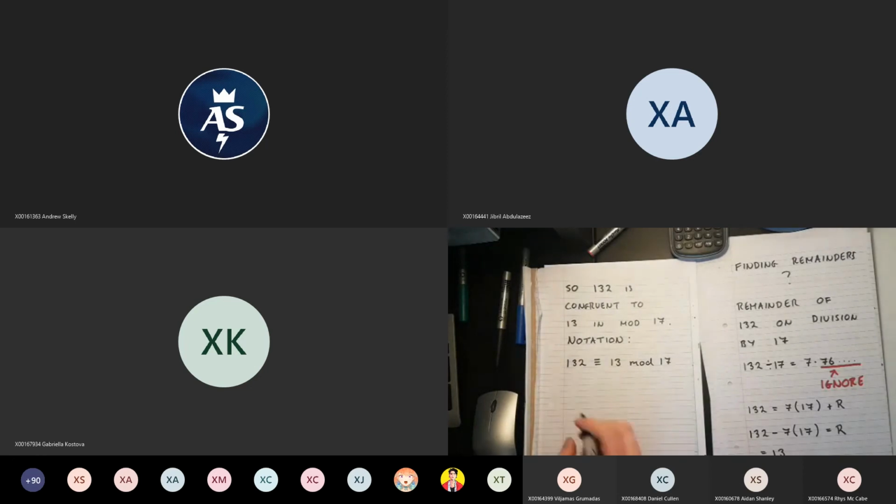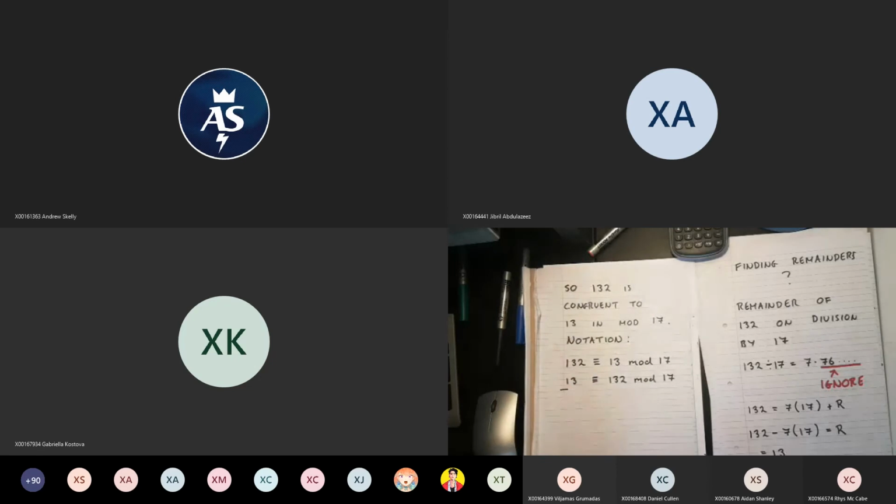This is completely correct. This is also completely correct. This is not wrong either. 13 is also equivalent to 132 in mod 17. It can go the other way around as well. It doesn't matter which way I write it.